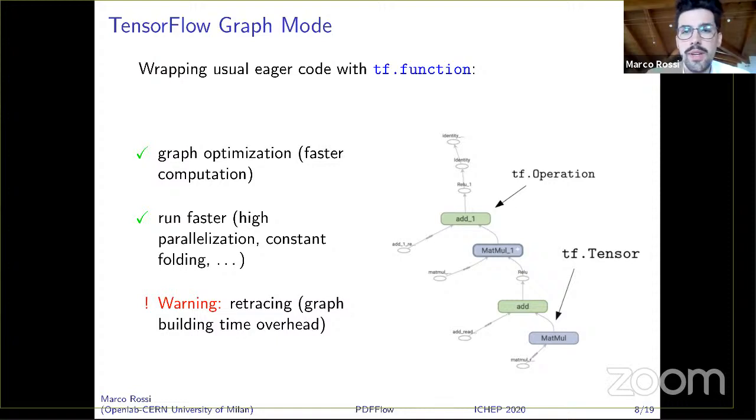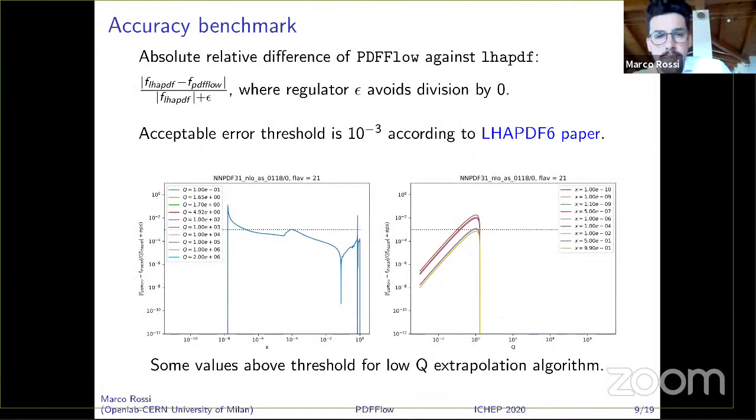The graph is really parallel and is really faster compared to the eager mode. The only caveat to have in mind when triggering this process is that it takes some time when building the graph the first time, so when calling the code wrapped with the TF function for the first time. We implemented the PDFFlow tool and tried to match the accuracy of the previous state-of-the-art algorithm, LHAPDF.